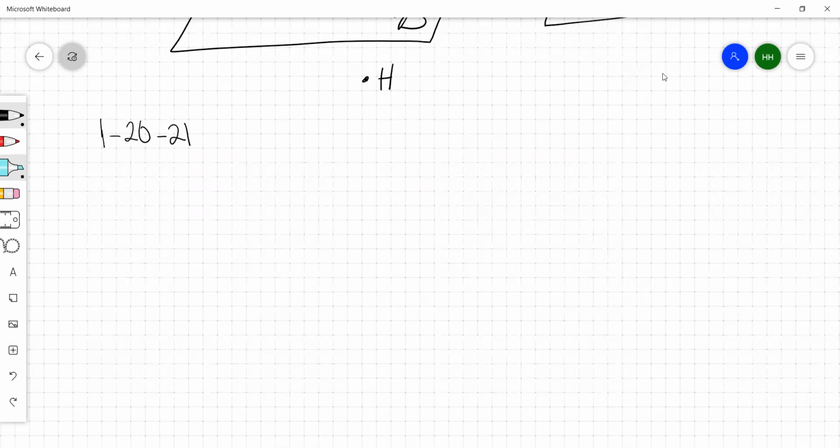Okay, so today we're going to talk about linear measure. Linear measure. Oh yeah, get your notes out.